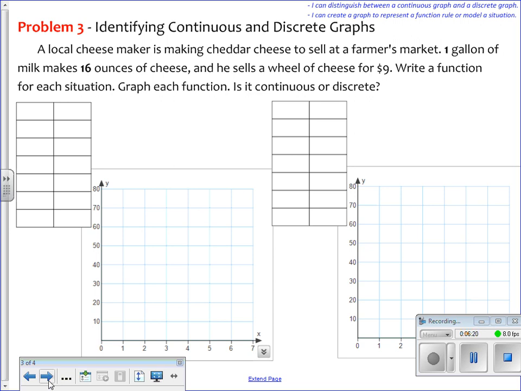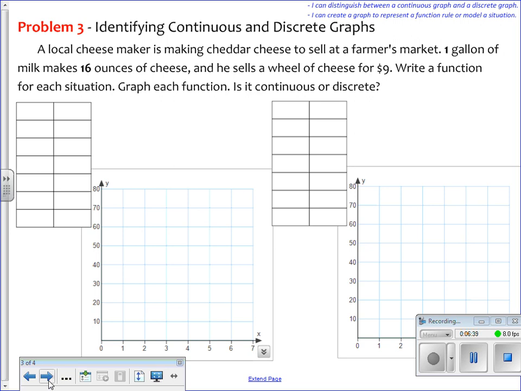Okay, so identifying continuous and discrete graphs. A local cheesemaker is making cheddar cheese to sell at a farmer's market. 1 gallon of milk makes 16 ounces of cheese, and he sells a wheel of cheese for $9. Write a function for each situation. Graph each function. Is it continuous or discrete?